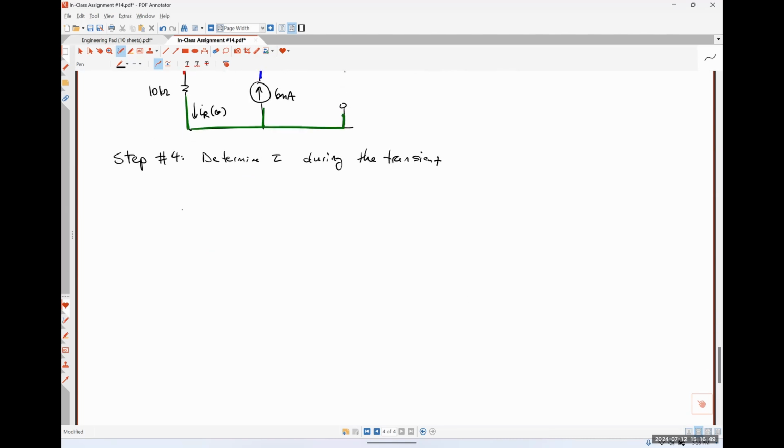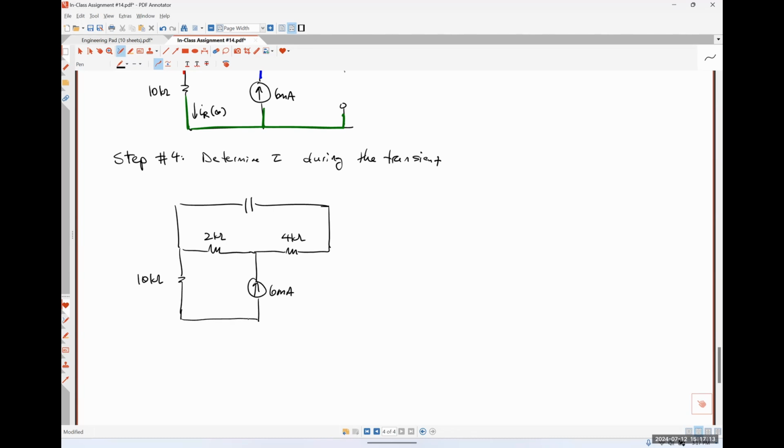So I'm going to redraw my circuit really quickly. I have my capacitor across the top, 2 kilo ohms, 4 kilo ohms, 6 milliamps, 10 kilo ohms, like so. I take my capacitor out, leaving behind an open circuited set of terminals. So here's REQ. And I turn off my current source, which means I replace it with an open circuit.